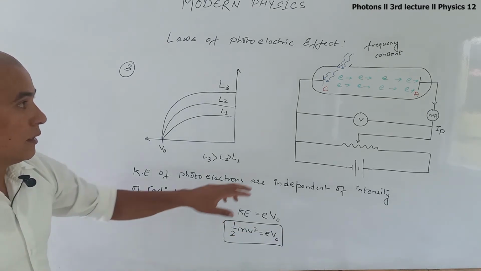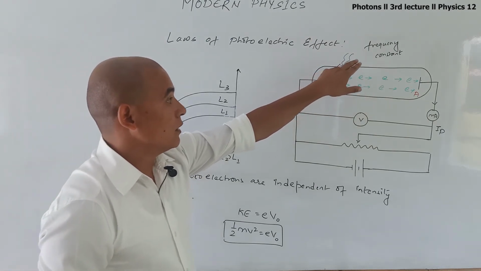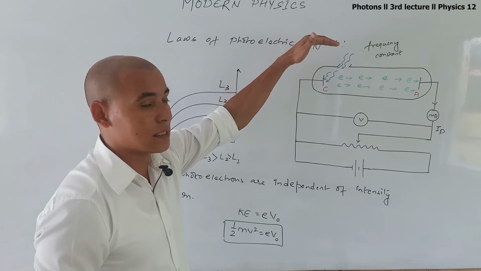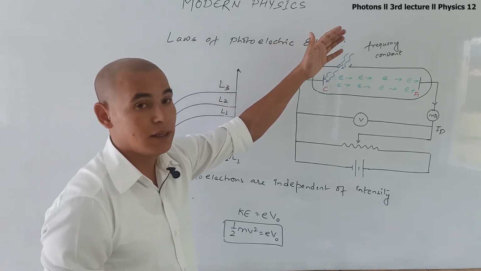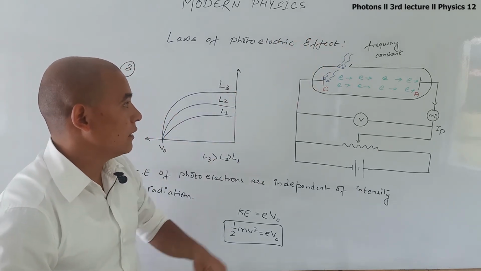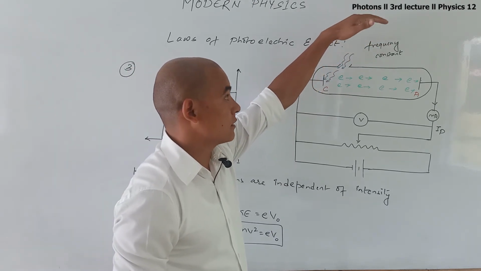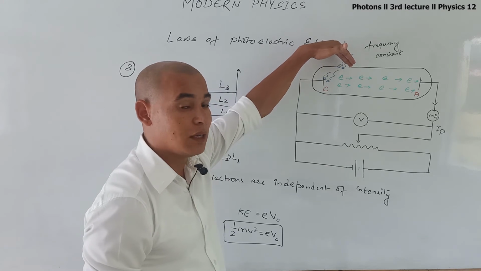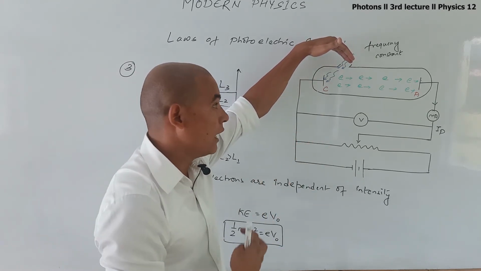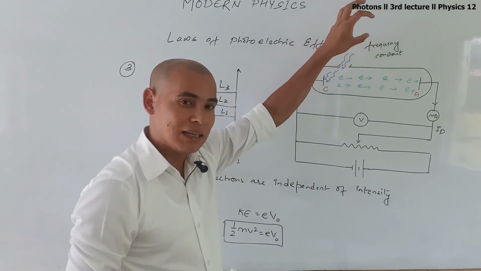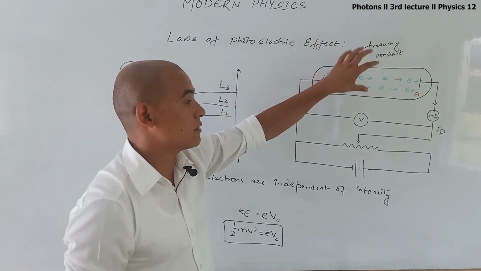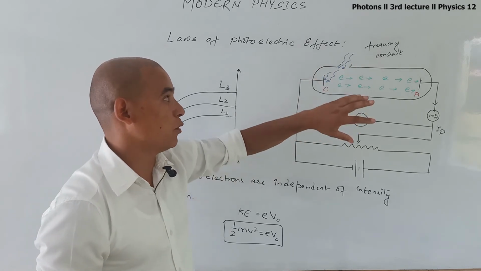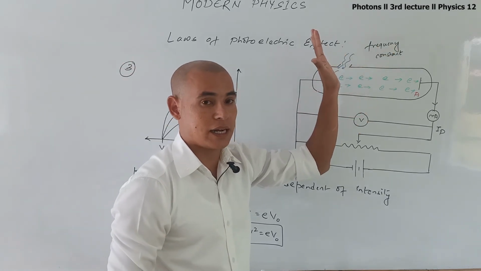Now the frequency of the radiation is kept constant and the intensity is varied. That means for different intensities, sometimes the source is brought closer to the window, so more intensity will enter, and when it is taken away from the window, less intensity will enter. So intensity is varied, sometimes less and sometimes more, but frequency is kept constant.